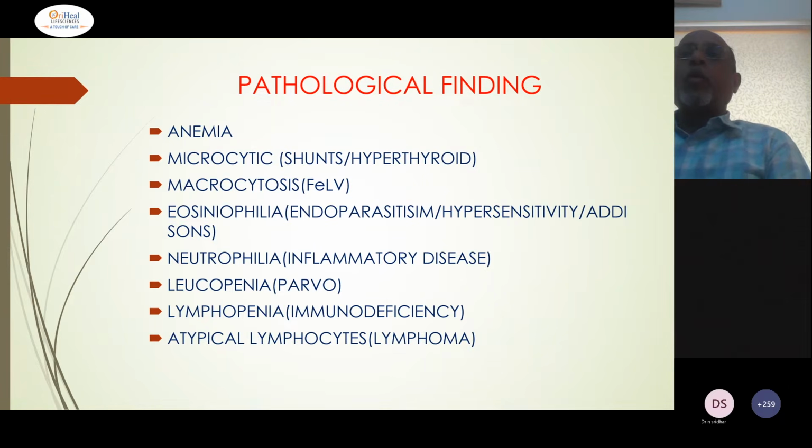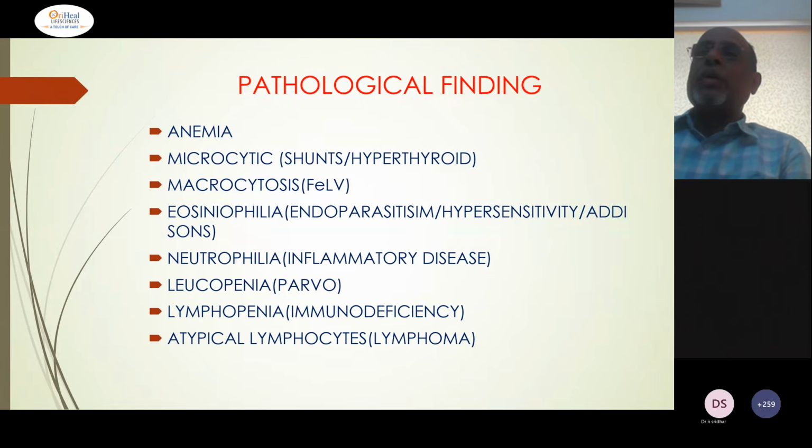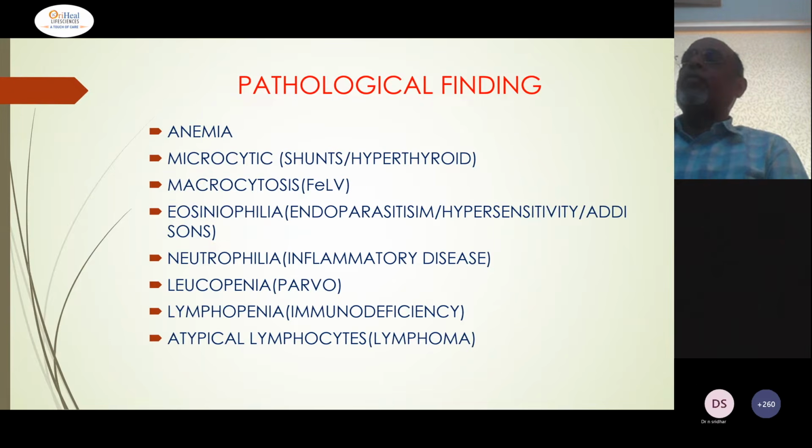If you have microcytic anemia, then you have shunts and hyperthyroid to be ruled out, especially hyperthyroid in case of cats, shunts in case of dogs. Of course, shunts are also seen in cats. So you should find out if the clinical signs make you include shunts and hyperthyroid in the differential diagnosis when you have microcytic anemia. Macrocytosis you find in feline leukemic virus.